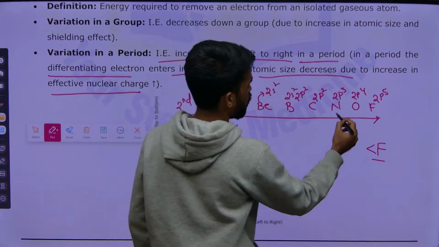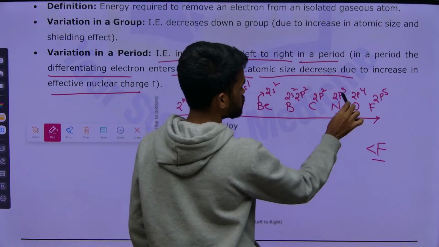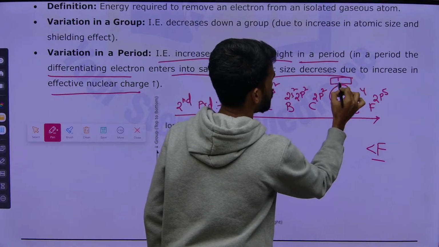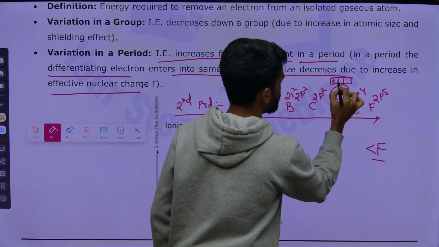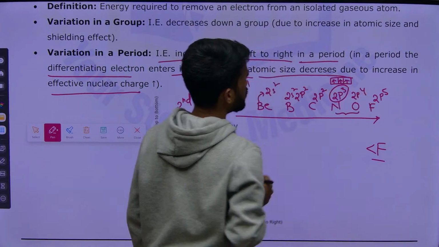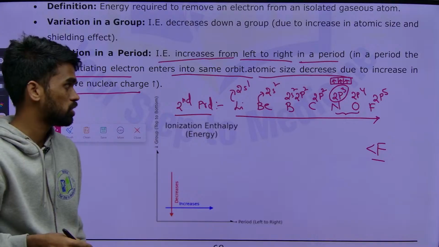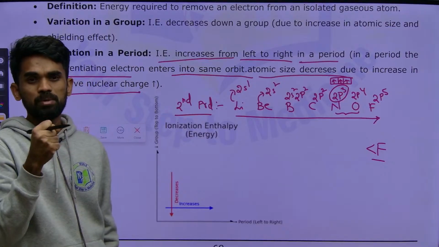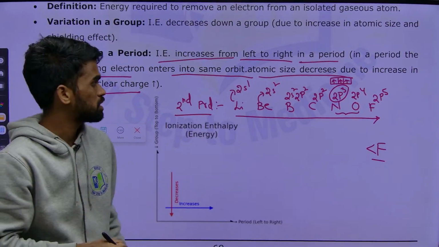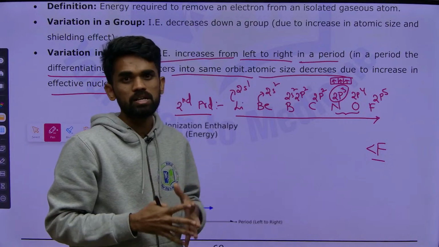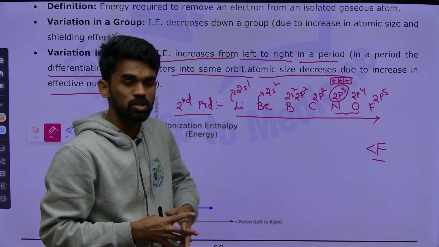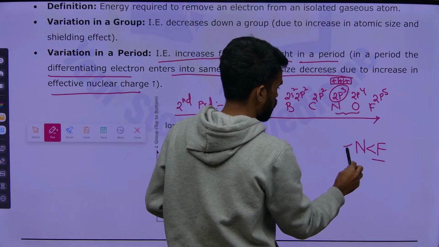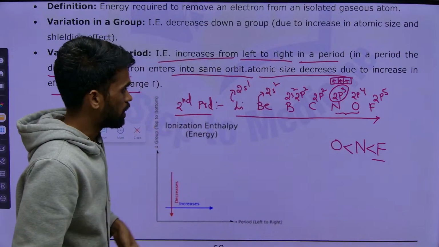Between oxygen and nitrogen, nitrogen has 2p3 electronic configuration, which means a half-filled p orbital. A p orbital can accommodate a maximum of 6 electrons. Half-filled configurations are highly stable, so the energy required to remove an electron from that stable configuration is more. If I remove an electron, it becomes unstable. That's why it is very difficult to remove an electron from nitrogen. So between nitrogen and oxygen, nitrogen's ionization energy is greater than oxygen's. Remember this point also.